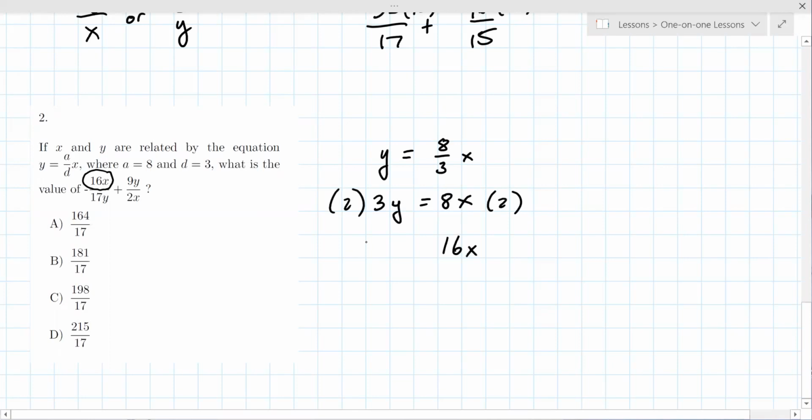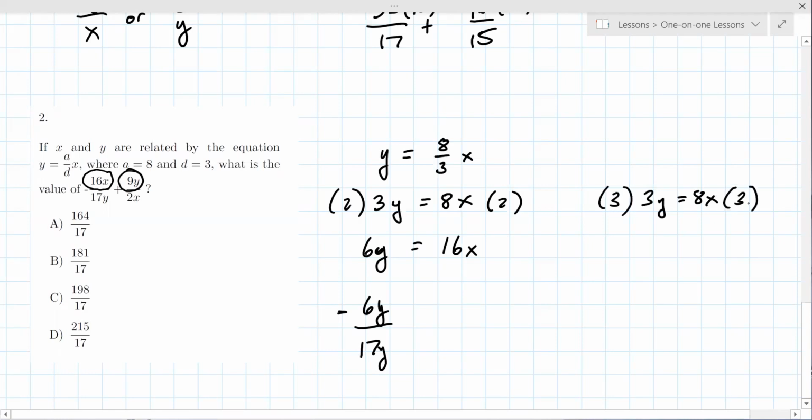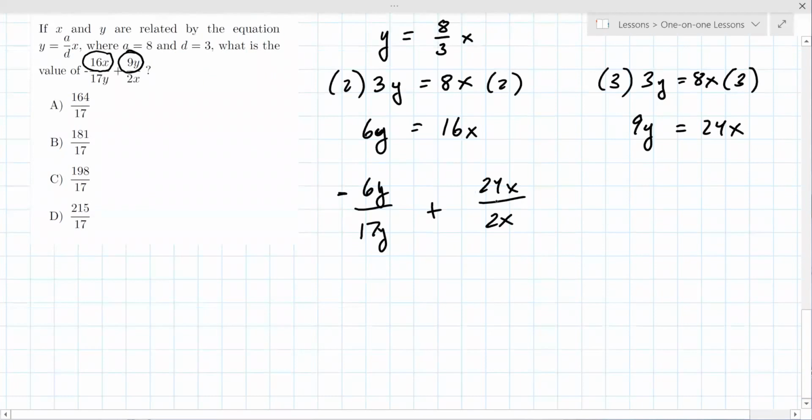But the more you write down, the less time you have. So you could write 16x equals 6y, but if you see, oh, well, it's just 6y, you could immediately write 6y over 17y with a negative in front. You need a 9y over here. How do you get 9y from 3y? You multiply by 3. Again, I'm writing it, but if you can see, oh, well, 9y is really 24x, you get down to 24x over 2x, and it just saves you time. The x's cancel. I wouldn't even write that. I wouldn't even show that. I would just realize, okay, I've got negative 6 over 17, 24 over 2.